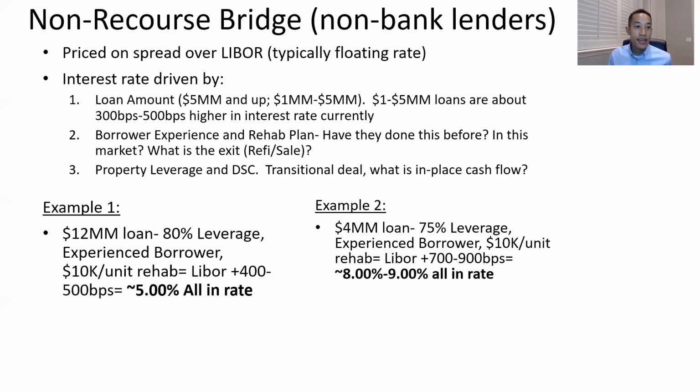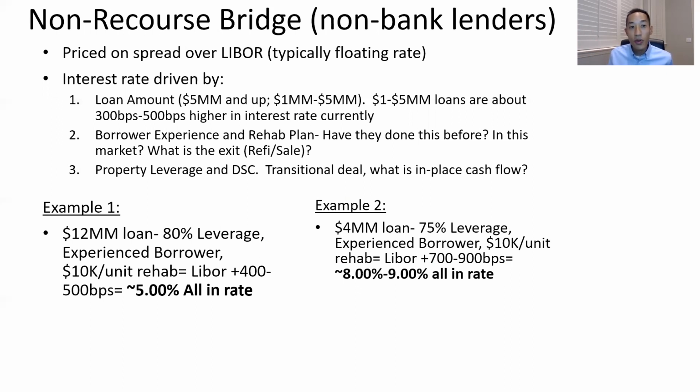All right, so let's look at example one. So $12 million loan, 80% leverage, experienced borrower. So because of the size of the loan, this is going to be LIBOR plus like 400 to 500 basis points. So your probable all-in rate right now is about 5%.